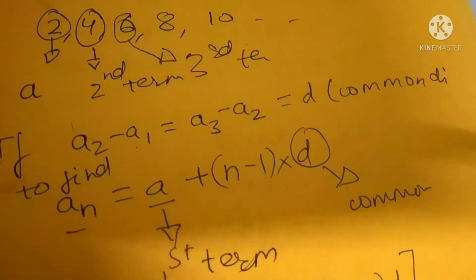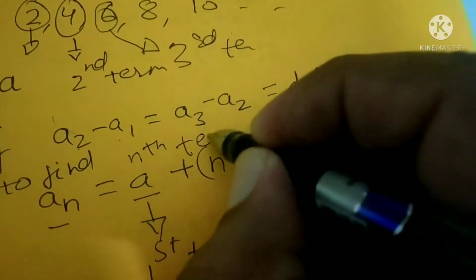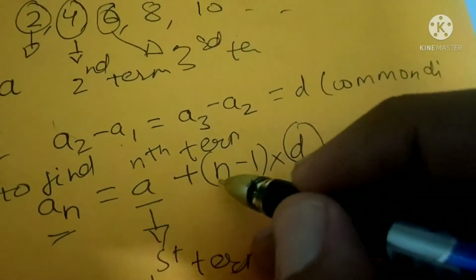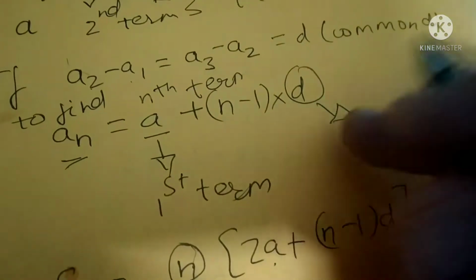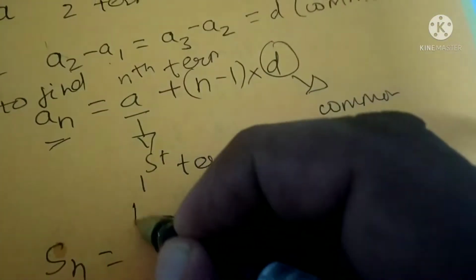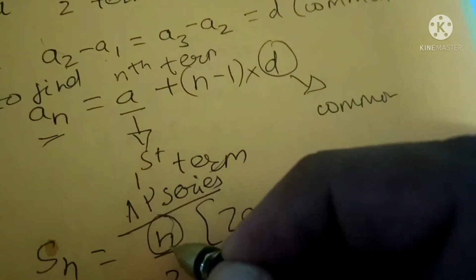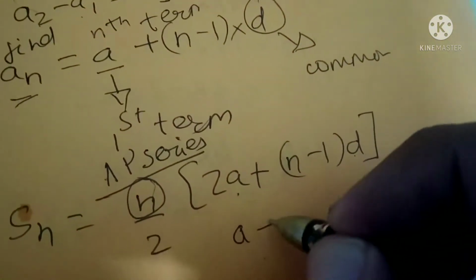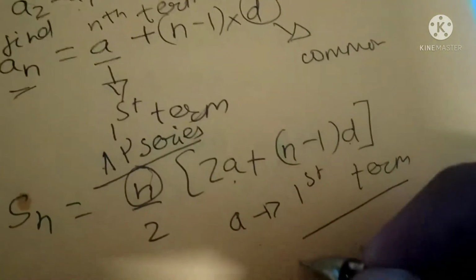So this is equal to the common difference, which is equal to 2. Next is how to find the nth term of the series. The formula for the nth term is an is equal to a plus (n minus 1) whole into d, where a is the first term and d is the common difference. The sum of the n terms of the AP series is n by 2 into (2a plus (n minus 1) into d), where a is the first term and d is the common difference.